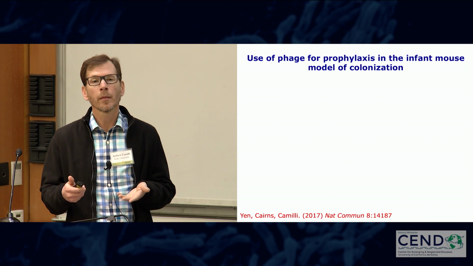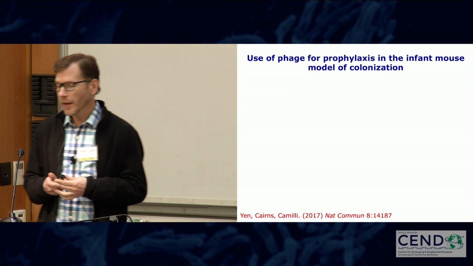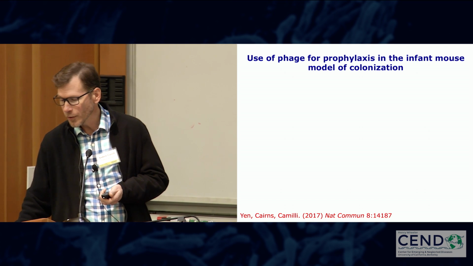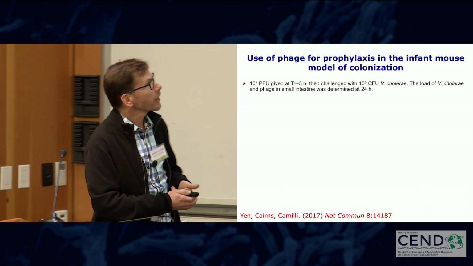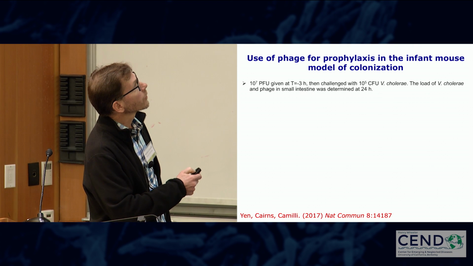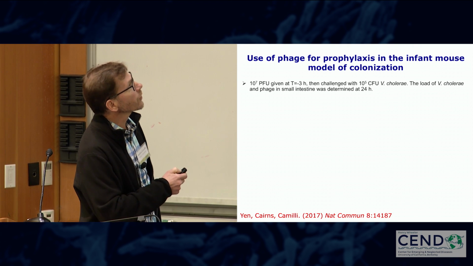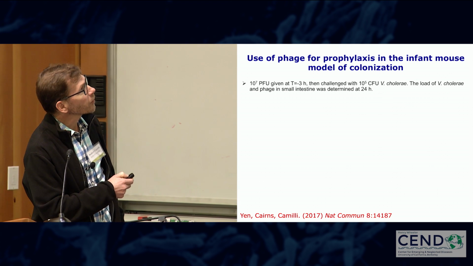But there's another animal model, an infant rabbit model, that do get profuse diarrhea. So I'm going to show you data from both of these animal models. In a typical experiment, this is in the infant mice, we'll dose the mice with phages, about 10 to the 7th phage in this experiment.